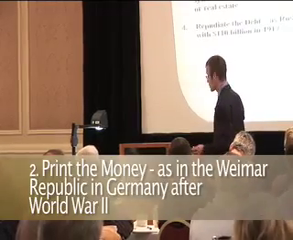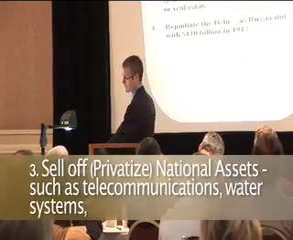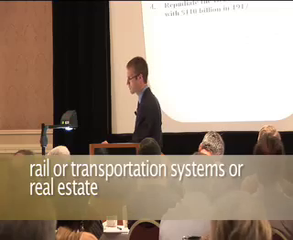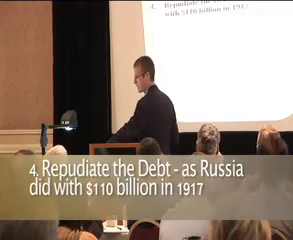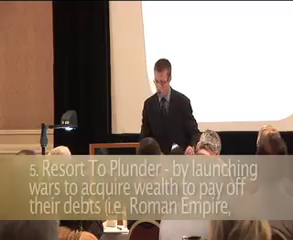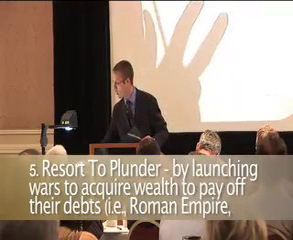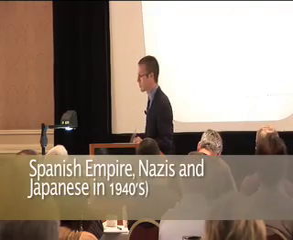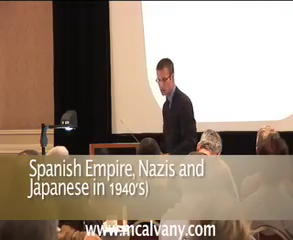Prior to World War II, they can sell off or privatize national assets, such as telecommunications, water systems, rail, transport systems, or real estate. They can repudiate debt, as Russia did in 1917. Or they can simply resort to plunder by launching wars to acquire wealth and pay off their debts, i.e. the Roman Empire, the Spanish Empire, the Nazis, or even the Japanese in the 1940s.